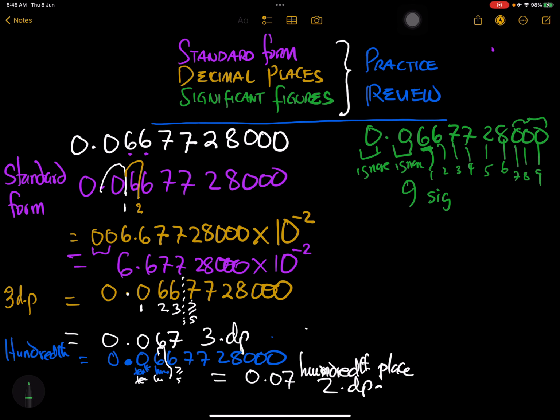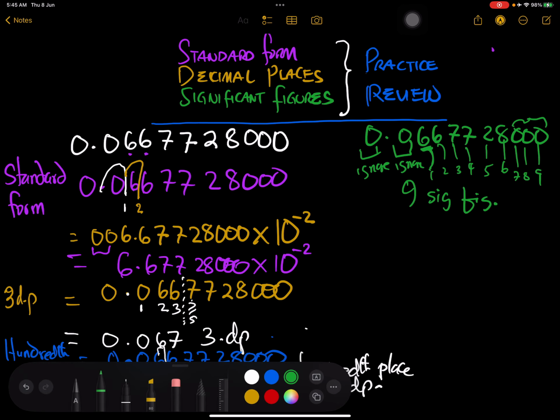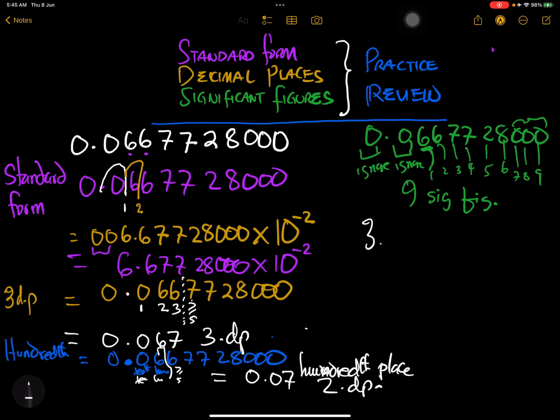Now, if you're told to write this in 3 sig figs, what are we going to do? We know that is the first significant figure, second and third, so we drop a line here. The next number is greater than or equal to 5, so we're going to add 1 here. So we're going to have 0.0668, and that is 3 sig figs.